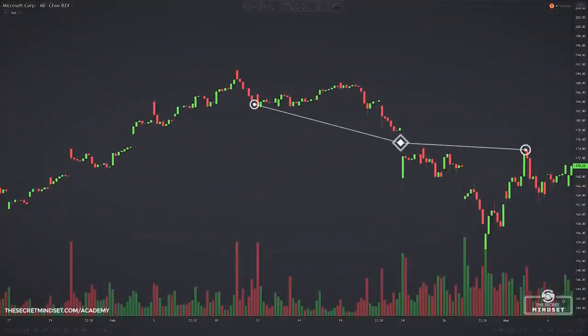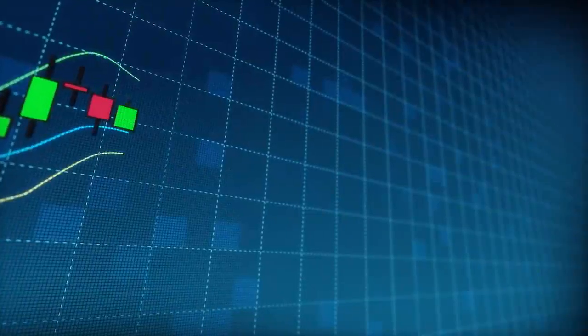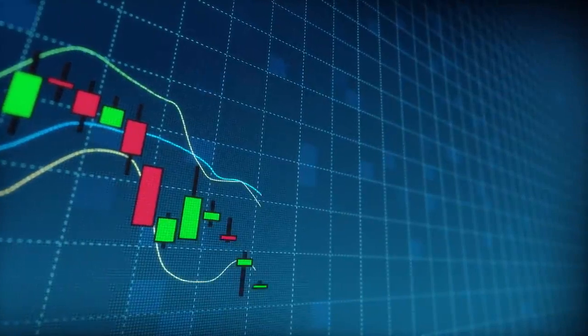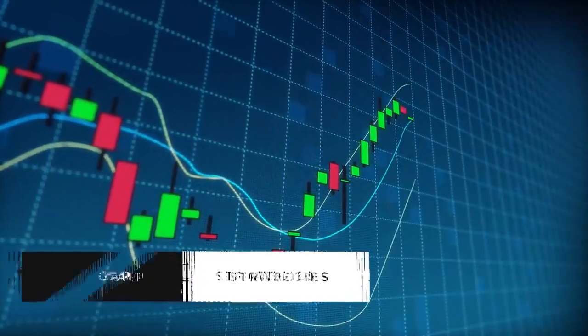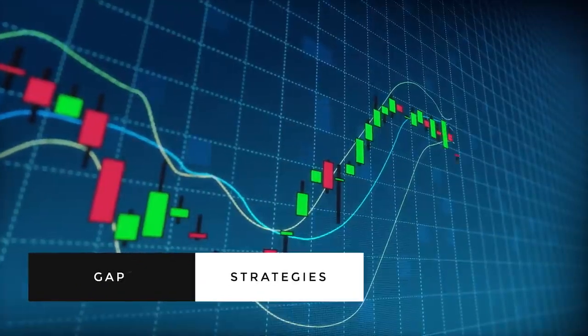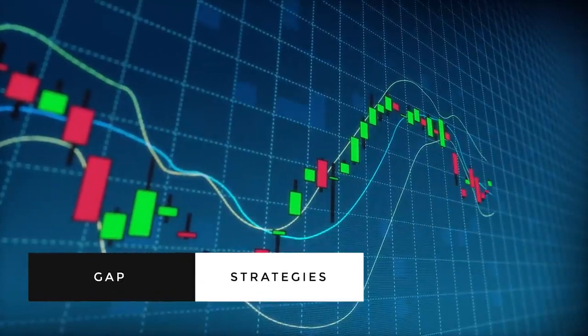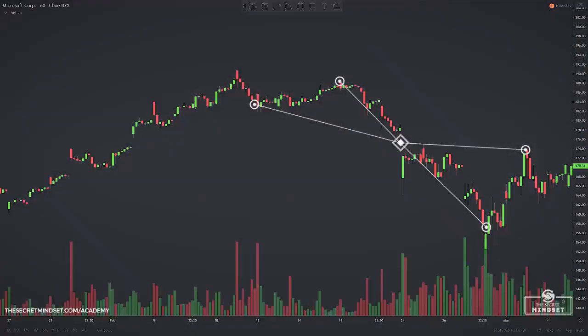There are many ways to take advantage of these gaps, with a few strategies more popular than others. This video was basically an introduction to gap trading combined with volume, but in the future we'll go deeper and we'll apply different strategies using price action and indicators to take advantage of gaps.